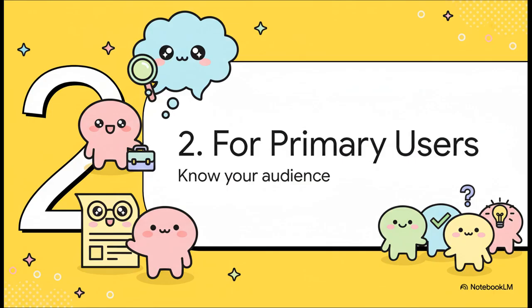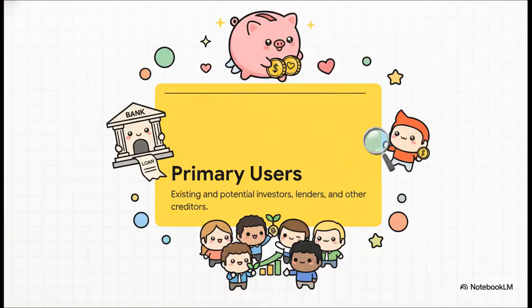Okay, so now that we know why we're reporting, let's nail down who we're reporting for. IFRS S1 is incredibly clear on this. Your disclosures are aimed at a very specific group of people, your primary users. So who are these primary users? Well, the standard is really precise here. We're talking about your existing and potential investors, your lenders, and any other creditors.